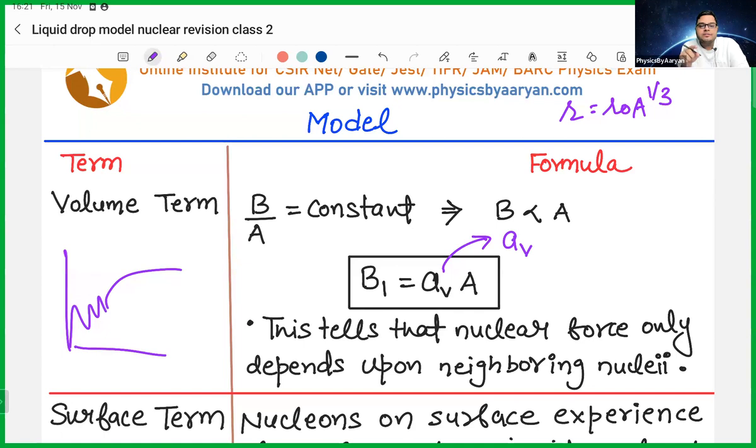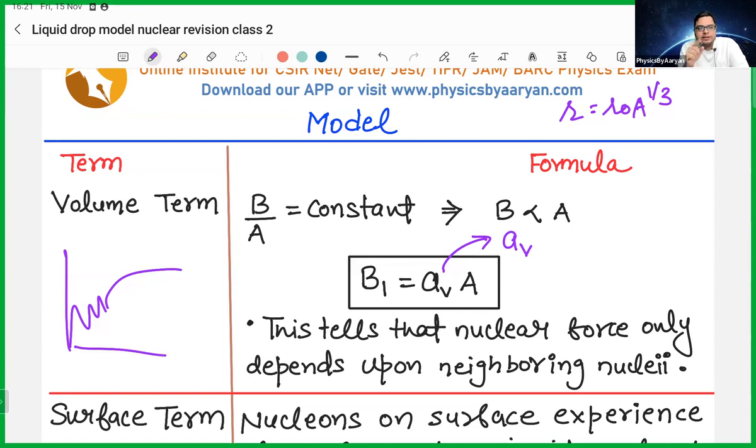So you can find the value of this constant using the experiments. That is why this model is also known as the semi-empirical formula. The word empirical is used whenever you have a law which is based on experiments. So this is half theory, half experiment, because you can write the formula, but the values of the constants will come from the experiment. So it is a semi-empirical formula.